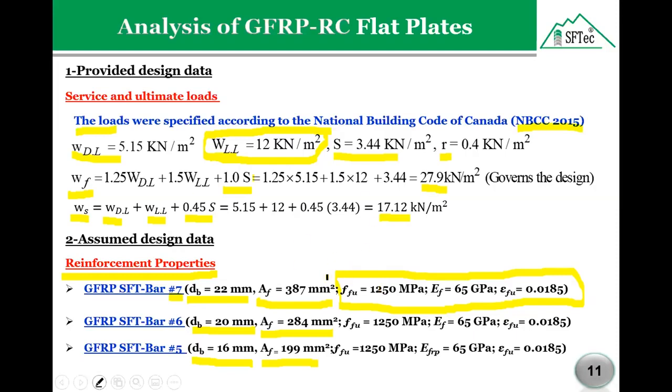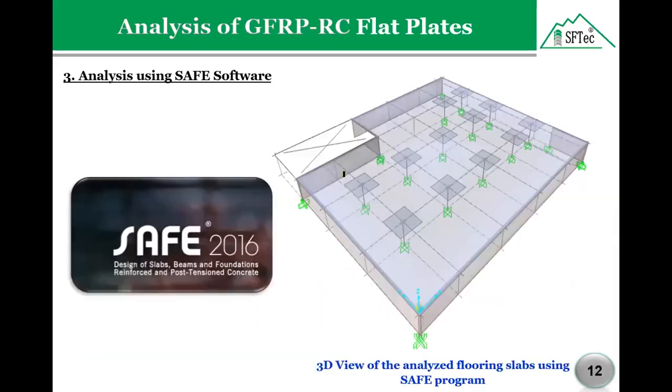And as we see here, the tensile strength is 1250, the elastic modulus is 65,000 MPa, and the ultimate strain equals 0.00185, and we are going to use this data in the design. So here, as we see, after creating the model in CSI SAFE 2016, and by the way, this program can be used for design of slabs, beams, foundations, and also post-tensioned concrete. If you have a post-tensioned concrete slab or similar, this is a suitable program you can use, as we do in our office.